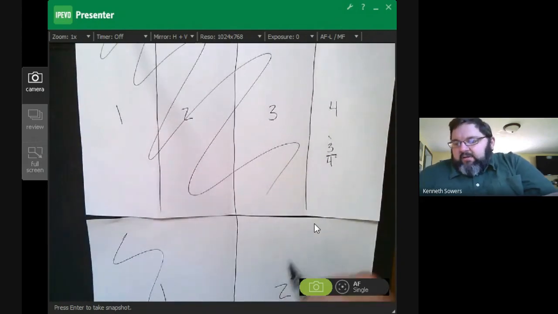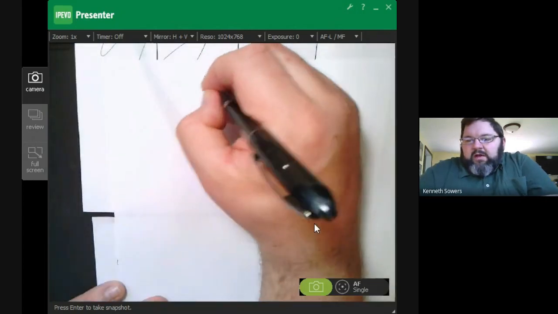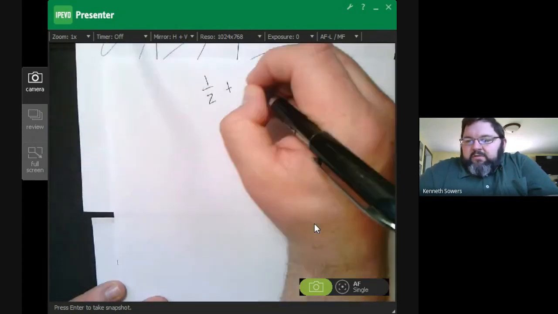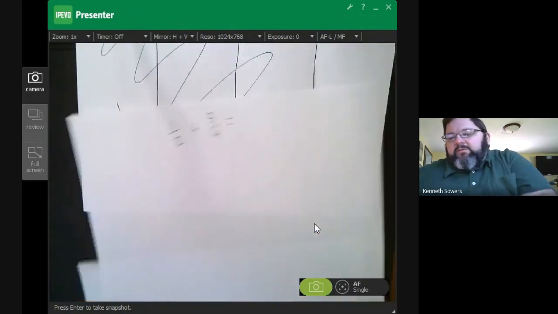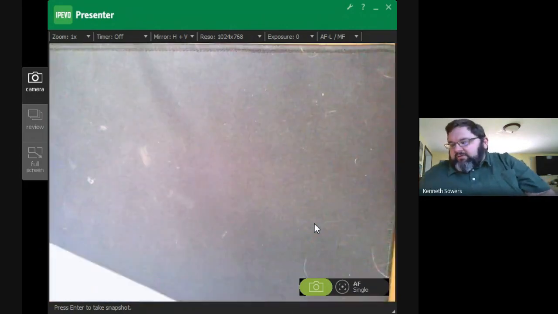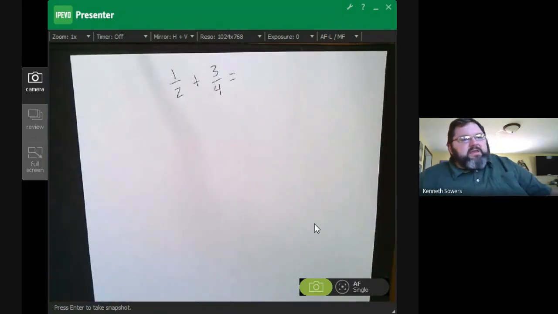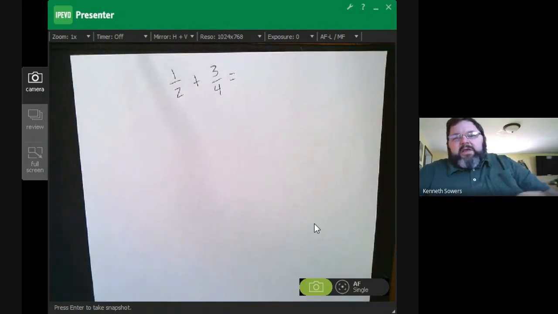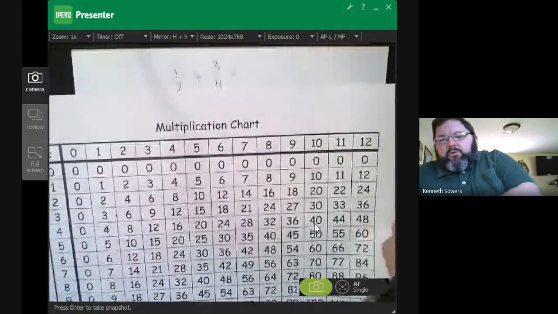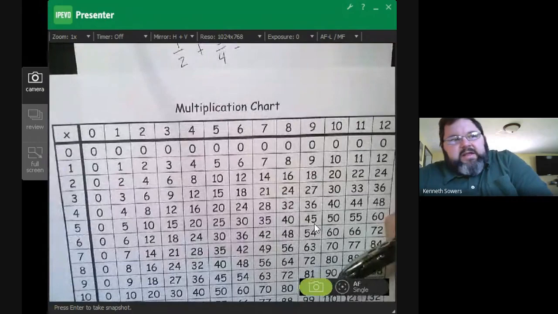If we wanted to add, let's go back to over here. If we wanted to add 1/2 plus 3/4, how would we do that? And that's what we're going to focus on today. So let's just jump right into it. One of the ways that we can find a common denominator is using a multiplication chart. A multiplication chart is a quick way to show us visually where we can find a common denominator.